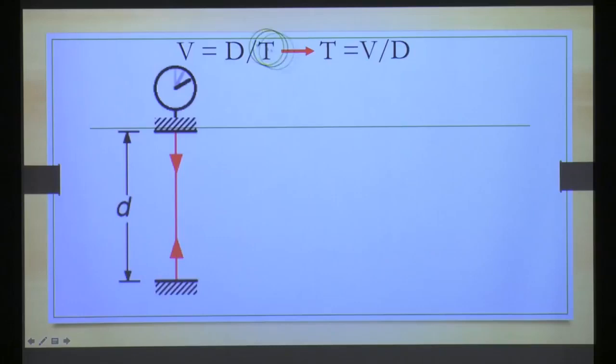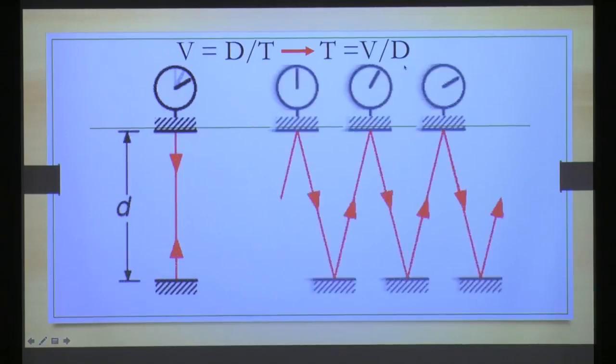So speed is distance divided by time, and time is the distance divided by the speed, okay? So if I have a photon here that goes down and up at a certain speed, for me to get time, I just have to divide the distance by the speed, okay?